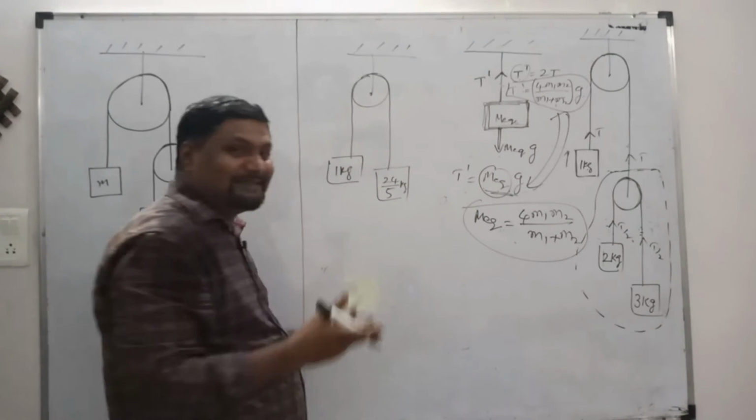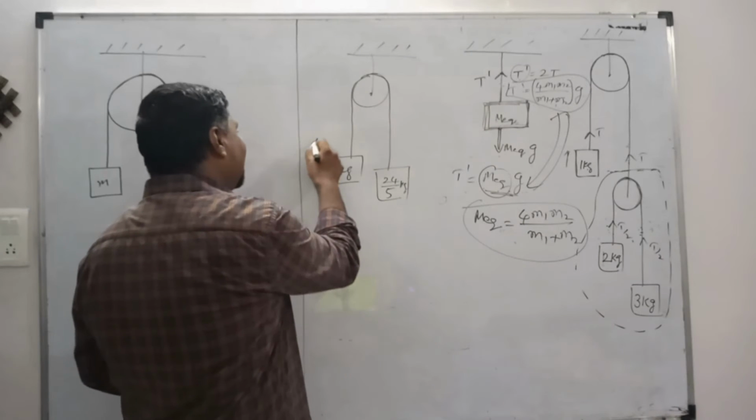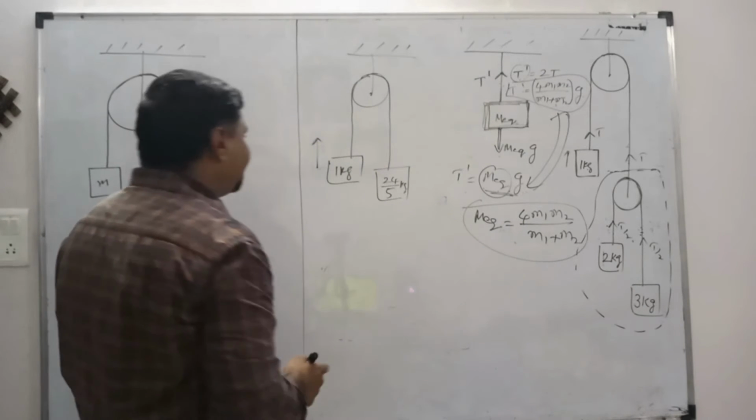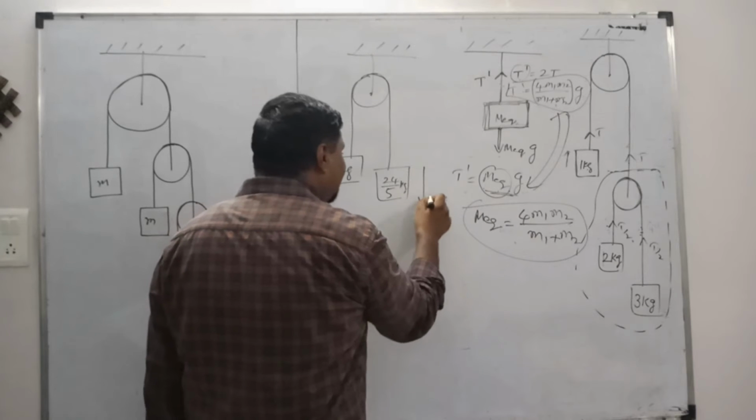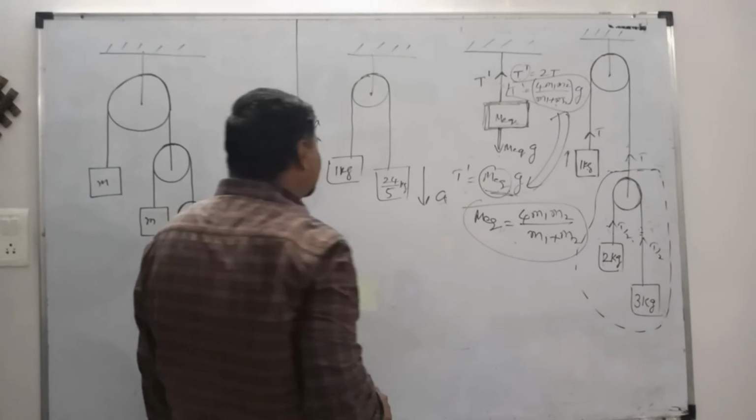Now it becomes very simple to find the acceleration of this block. Right? So suppose this is going upward with an acceleration and the string is inextensible. This also must go down with the same acceleration.